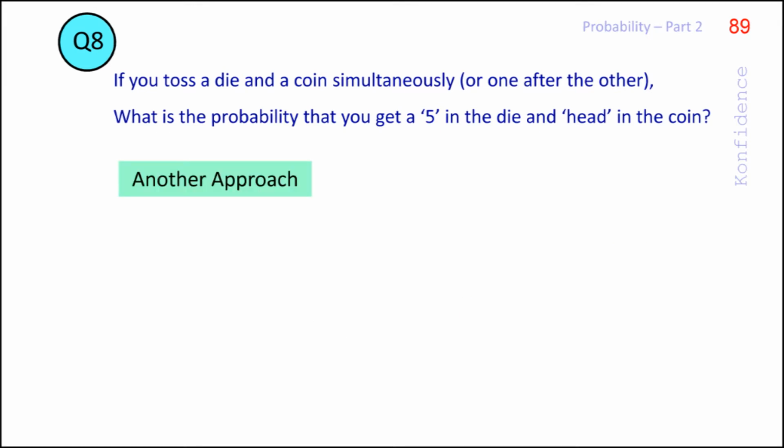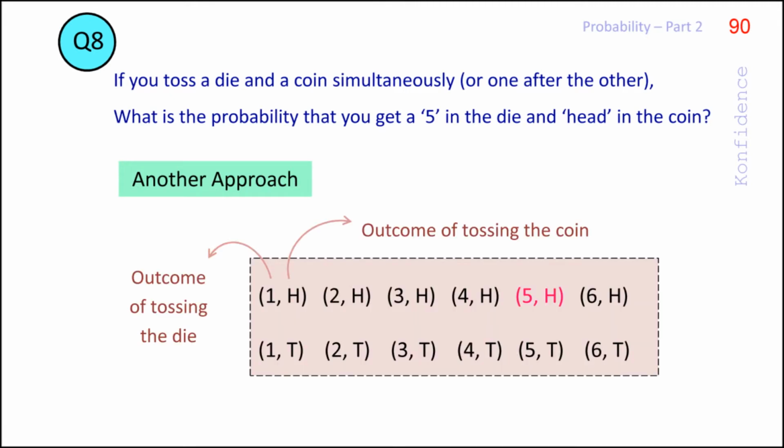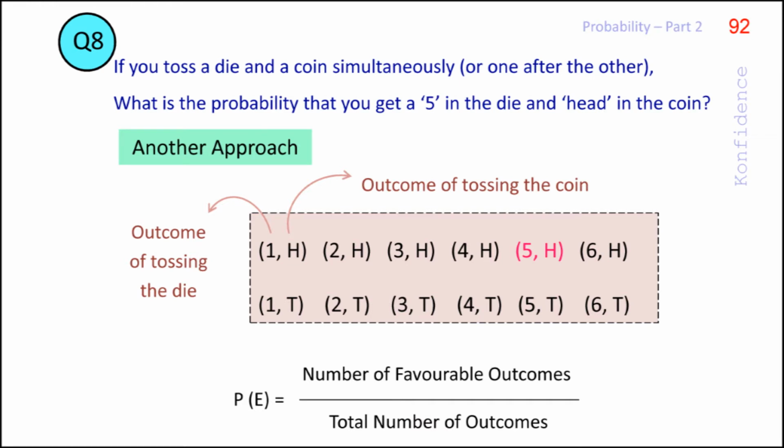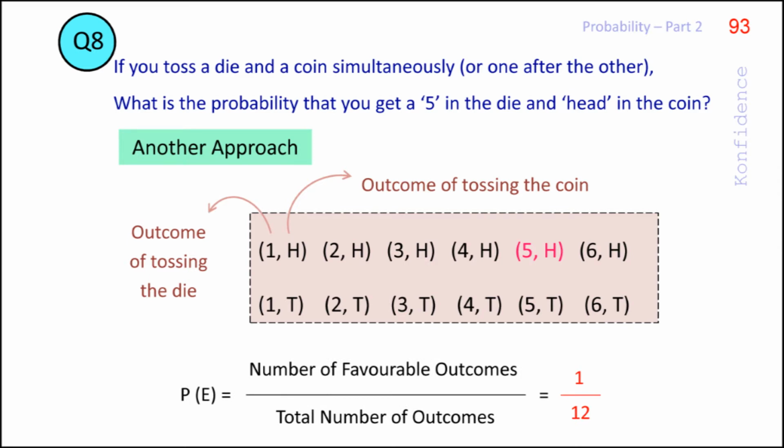This can also be analyzed using our earlier approach. When you toss a die and a coin, there are a total of 12 equally likely outcomes. Take a look. Each of these 12 outcomes is equally likely and mutually exclusive. So the probability of getting a 5 and a head will be number of favorable outcomes divided by total outcomes, which is 1 by 12.